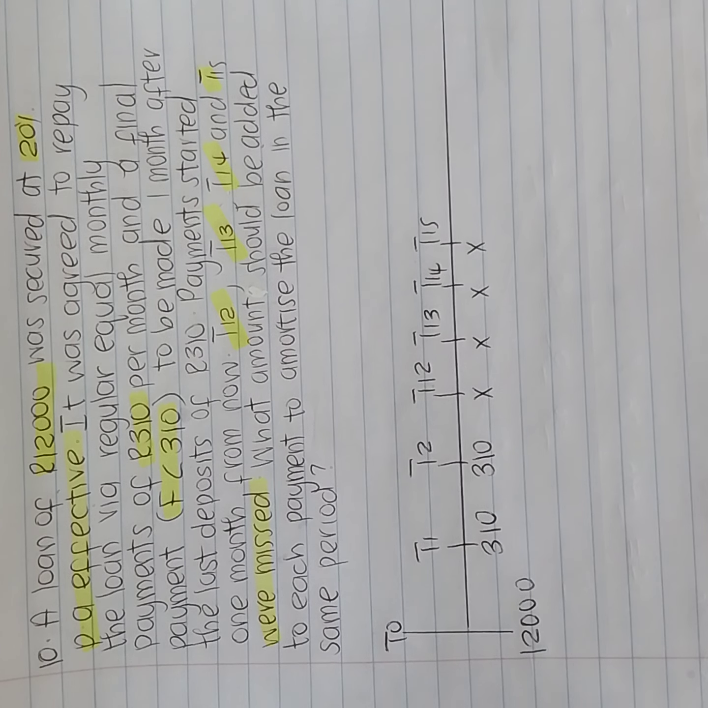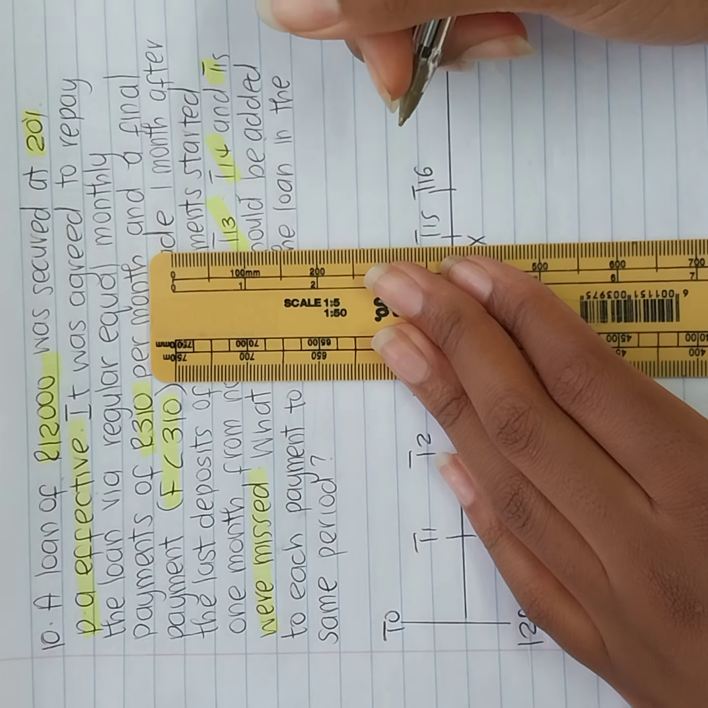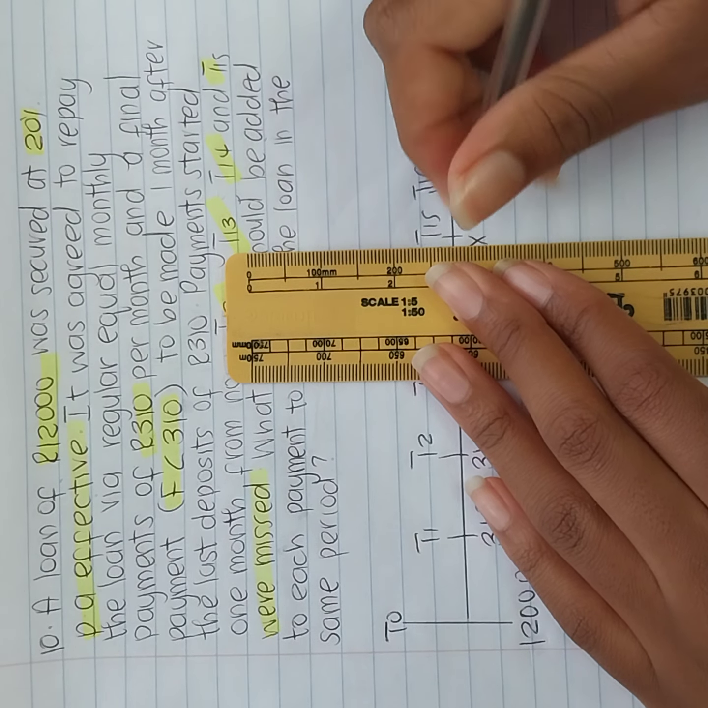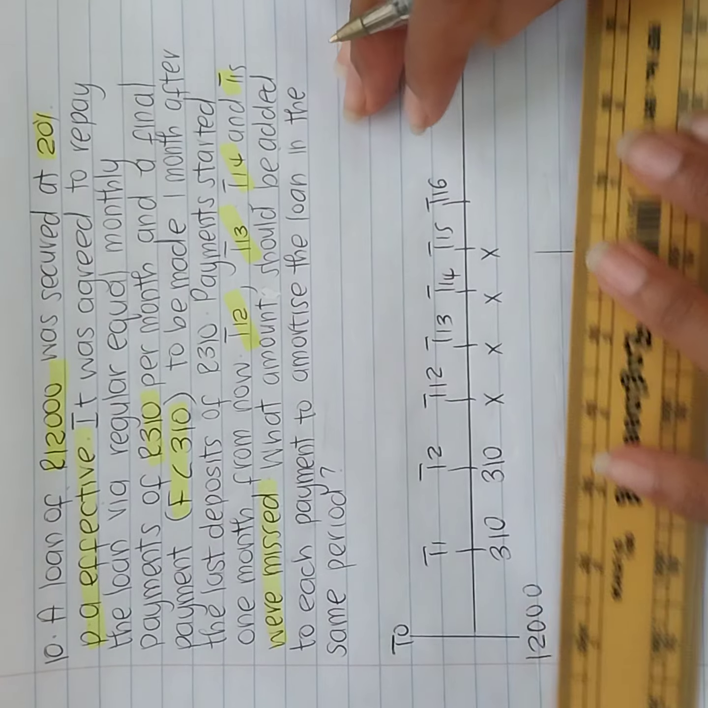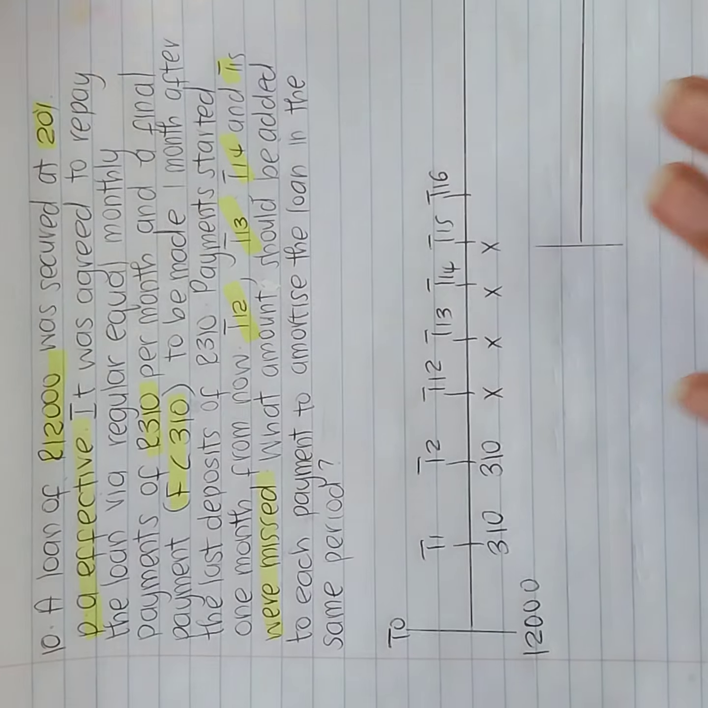So we want to know how much should be added to each amount of money after you have missed it, meaning from T16, I want to know how much I need to add to the loan to pay it in the same time period, right?